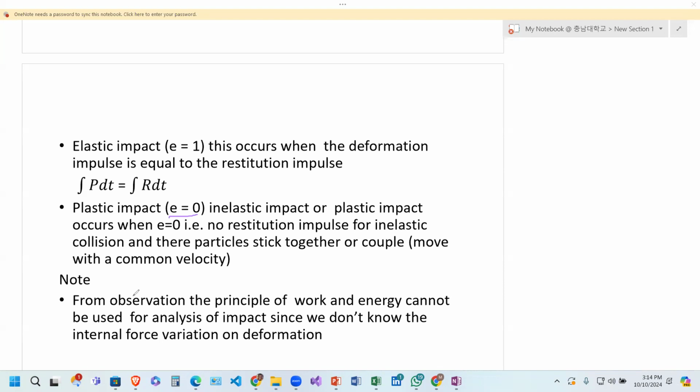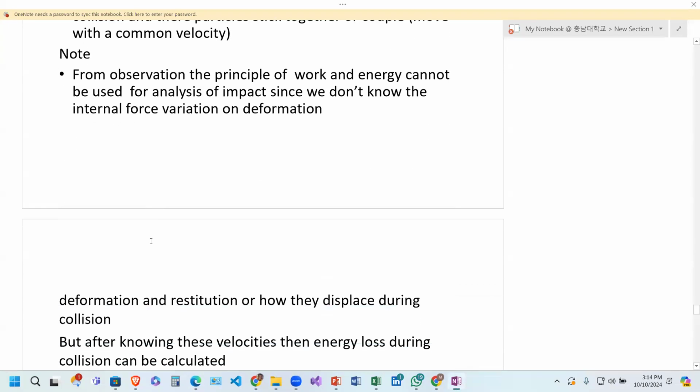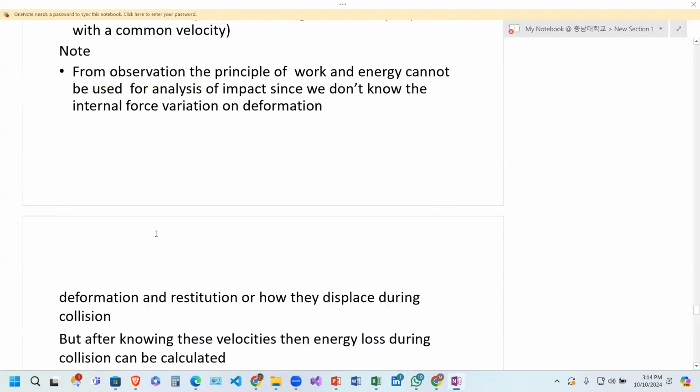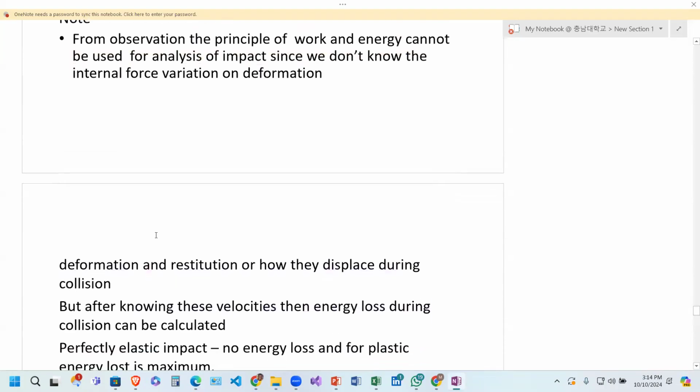Now note, from observation, the principle of work and energy cannot be used for analysis of impact, since we do not know the internal force variation on deformation. Therefore, we cannot bring in the principle of work and energy in the study of impulse and collision, or in deformation and restitution, or how they display during collision.